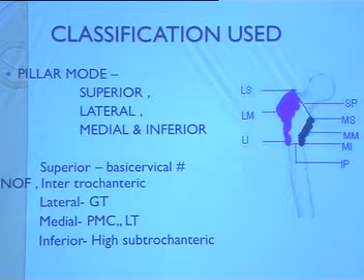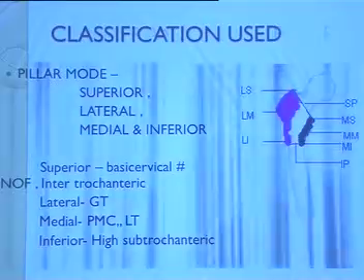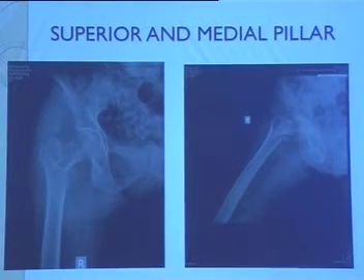The classification we use is a pillar mode classification. It starts with superior, inferior, medial, and lateral, as described in the diagram. Superior consists of the basicervical fracture neck of femur and intertrochanteric fracture. The lateral is the greater trochanteric fractures, the middle is the posterior complex and the lesser trochanter, and the inferior is the high subtrochanteric, being the region from the tip of the lesser trochanter to the Fielding type 1. These are the results which we had.